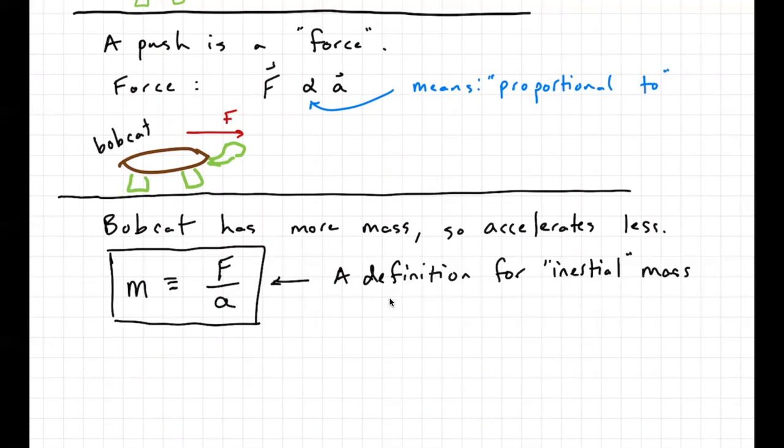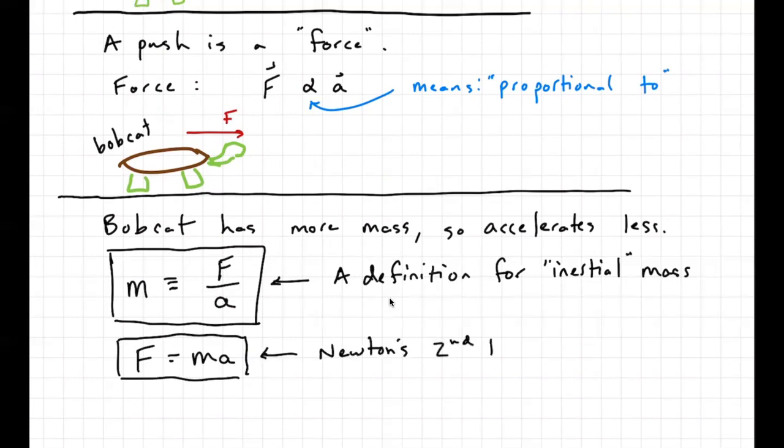We could rewrite this another way, right? So we could rewrite this as F equals ma. That looks familiar. That looks like Newton's second law, almost. Arguably the most famous equation, period. Really useful, but it's coming from this definition of mass.